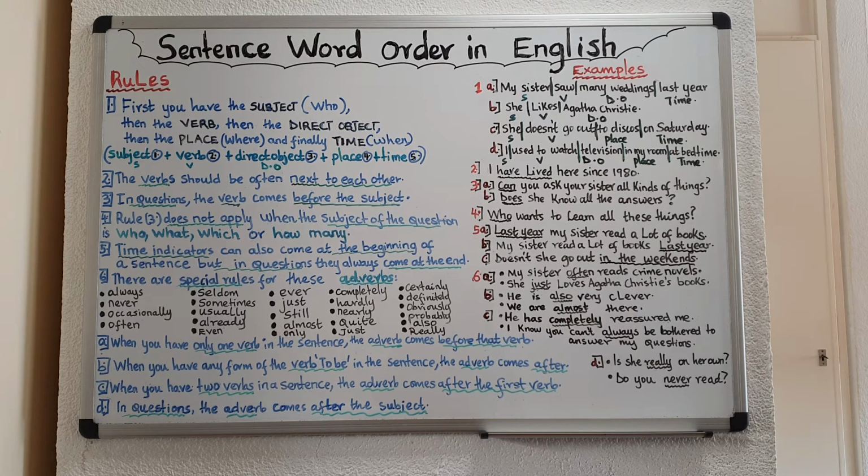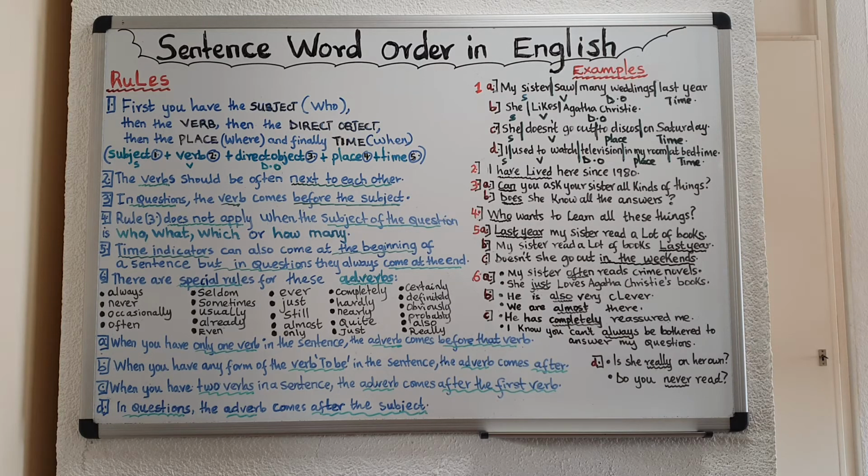Now, let us look at example 1D. I used to watch television in my room at bedtime. In that sentence, you also have a subject, which is I. Used to watch, you have the verbs there. And then you have television, which is the direct object. The easiest way to remember a direct object is the thing that receives an action.